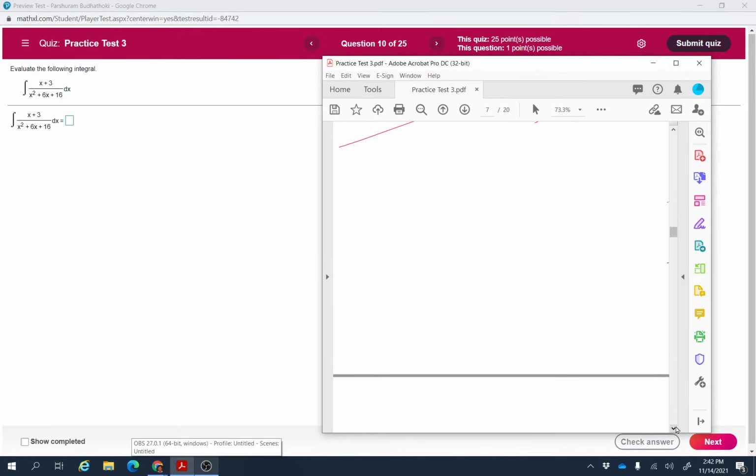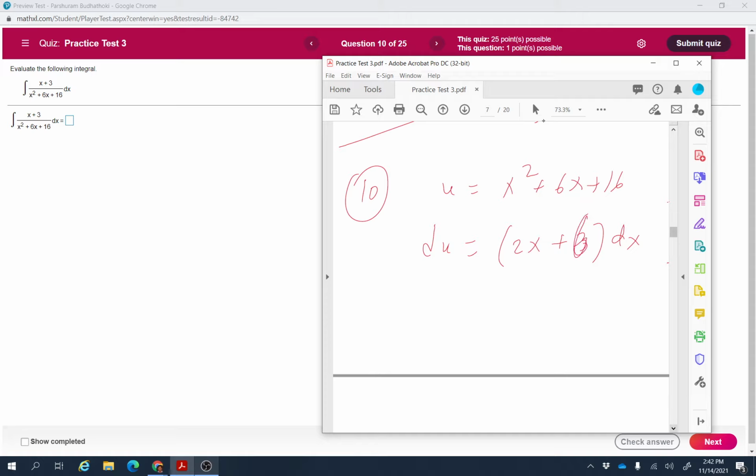Okay, so in this problem, which is problem 10, I would substitute for the value on the bottom, which is the denominator, and then if you find the derivative, that will be 2x plus 6, and then there will be dx, because the derivative of x squared is 2x, and the derivative of 6x is 6. If you factor 2, it will give you x plus 3 dx. And as you can see on the numerator, there is x plus 3 dx, but there is no 2. So what you can do is replace this x plus 3 dx by du over 2.